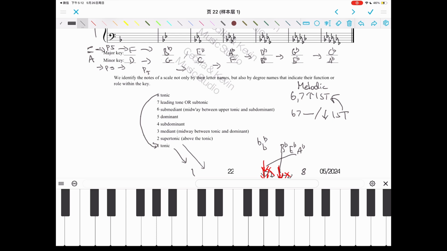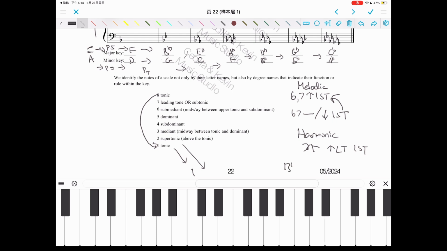And then for our next type of scale, we will be talking about the harmonic scale. For the harmonic scale, we have to know that we raise the 7th note by 1, we raise the leading tone by 1 semitone. Let's talk about C minor again.